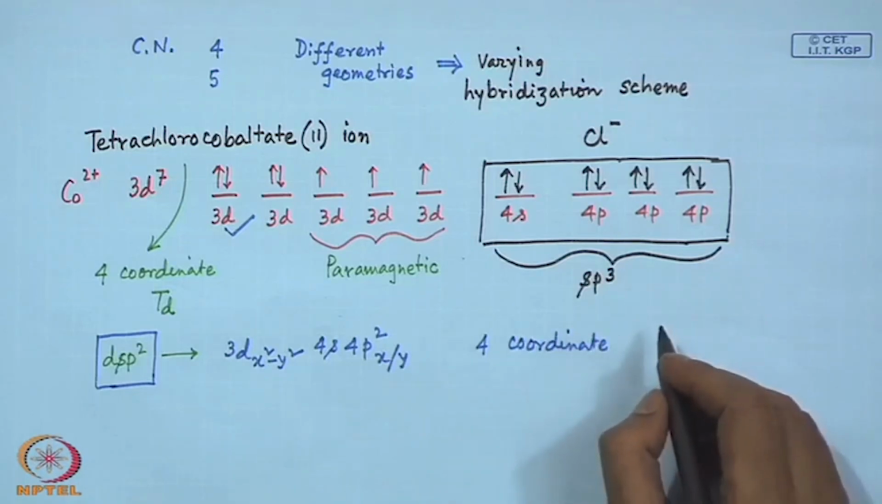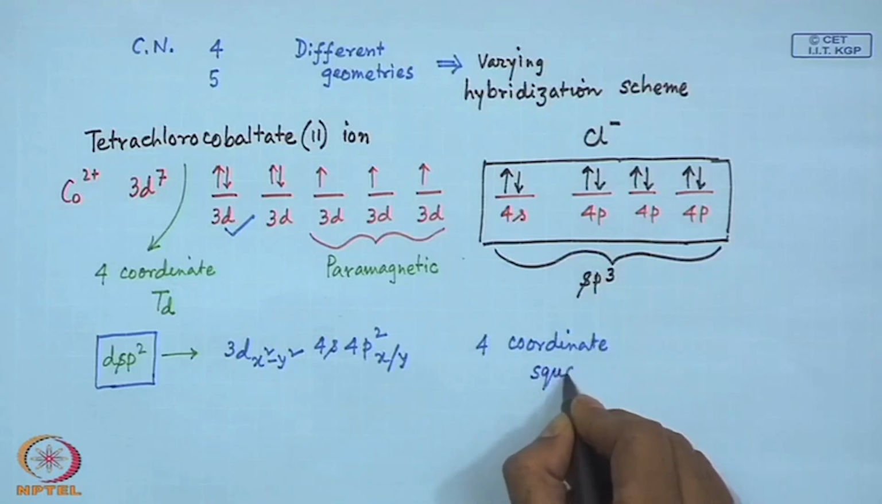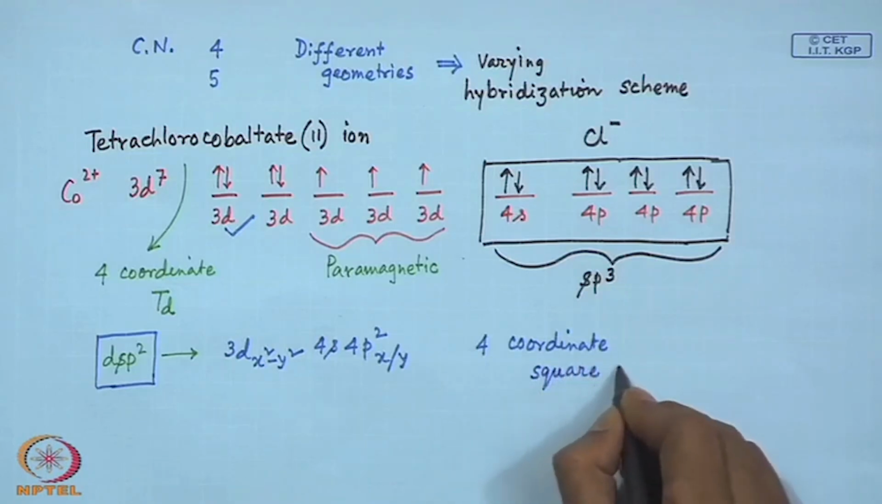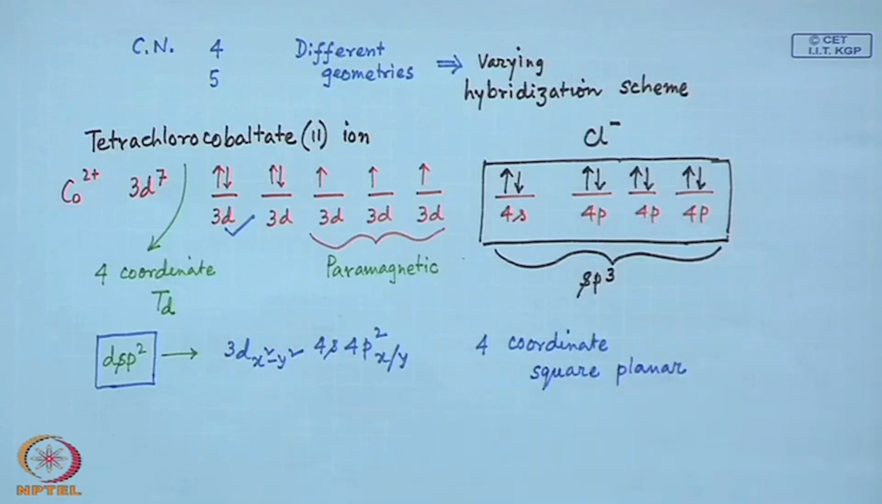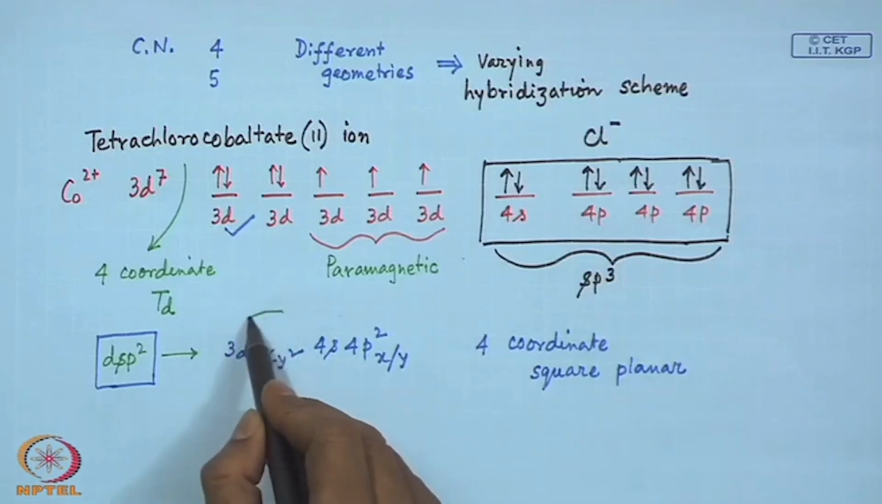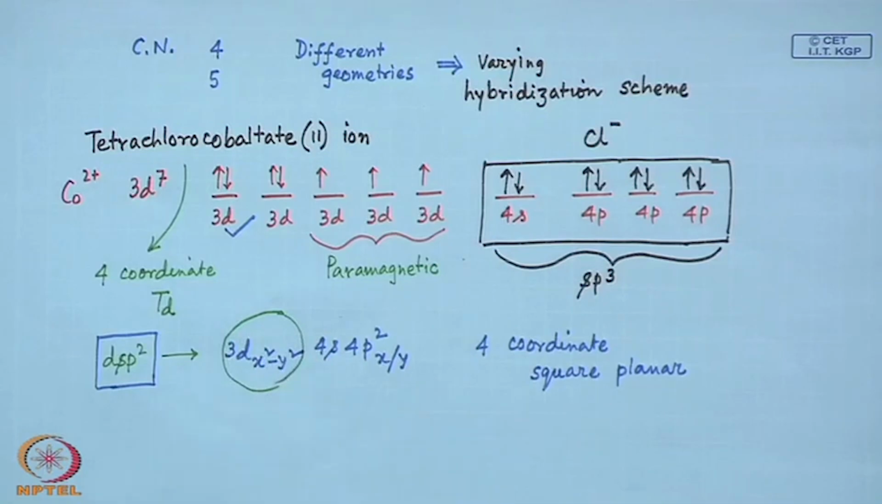Which is 4 coordinate and the geometry is square planar. So this particular type of hybridization scheme allows us something: we have taken out one of the available d orbitals from the free ion electron configuration related to the metal center.